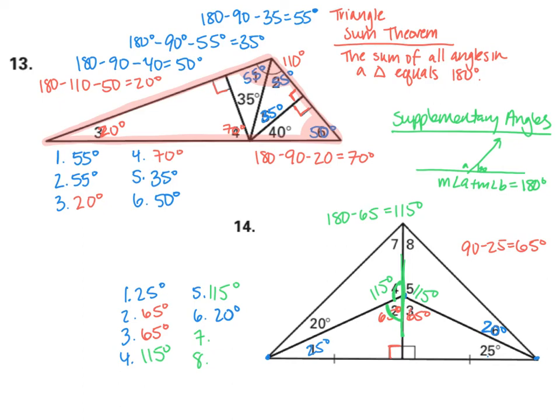Now we need to understand something similar about this triangle that we did about the triangle above, that we have small triangles, but they all create this larger triangle on the outside. Now we know that the measure of this angle here is going to be 20 plus 25, which is 45.